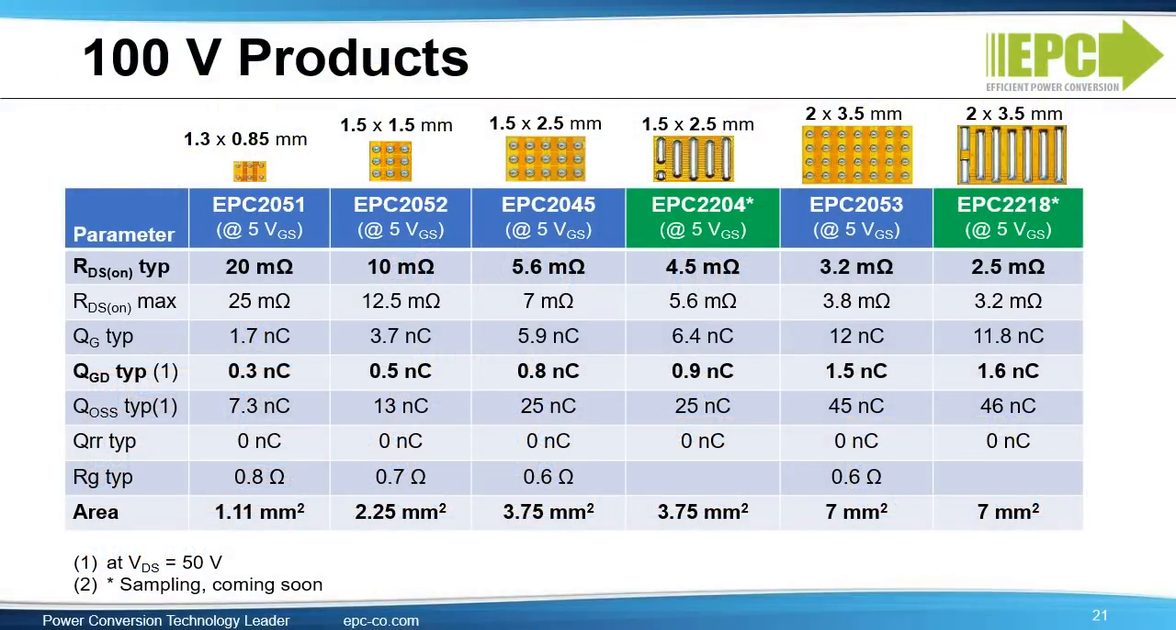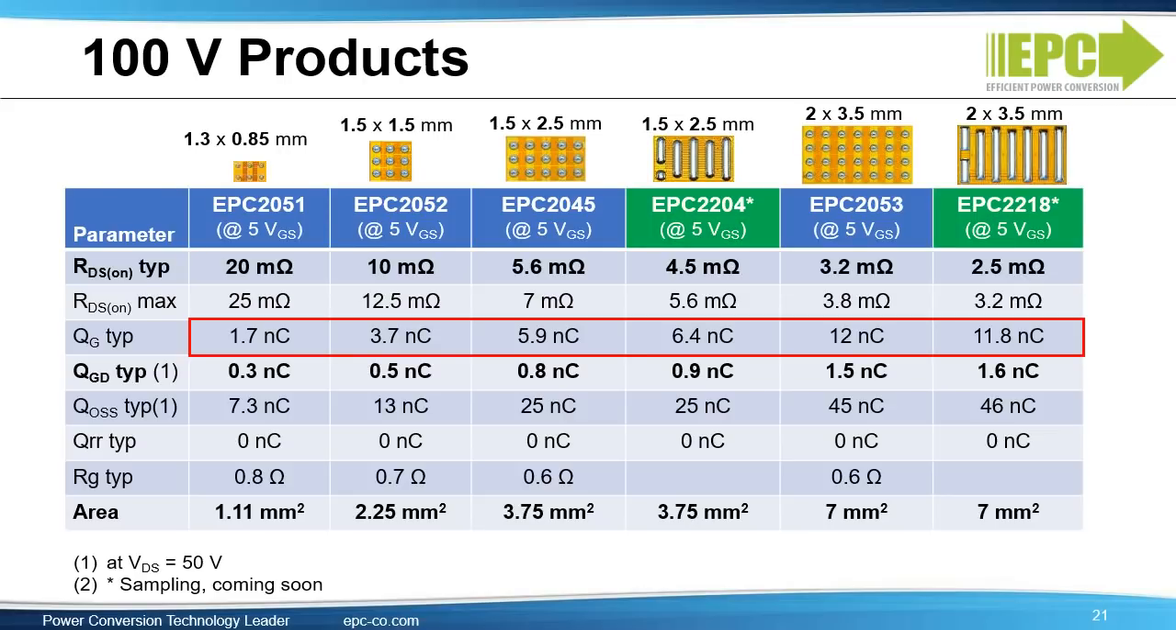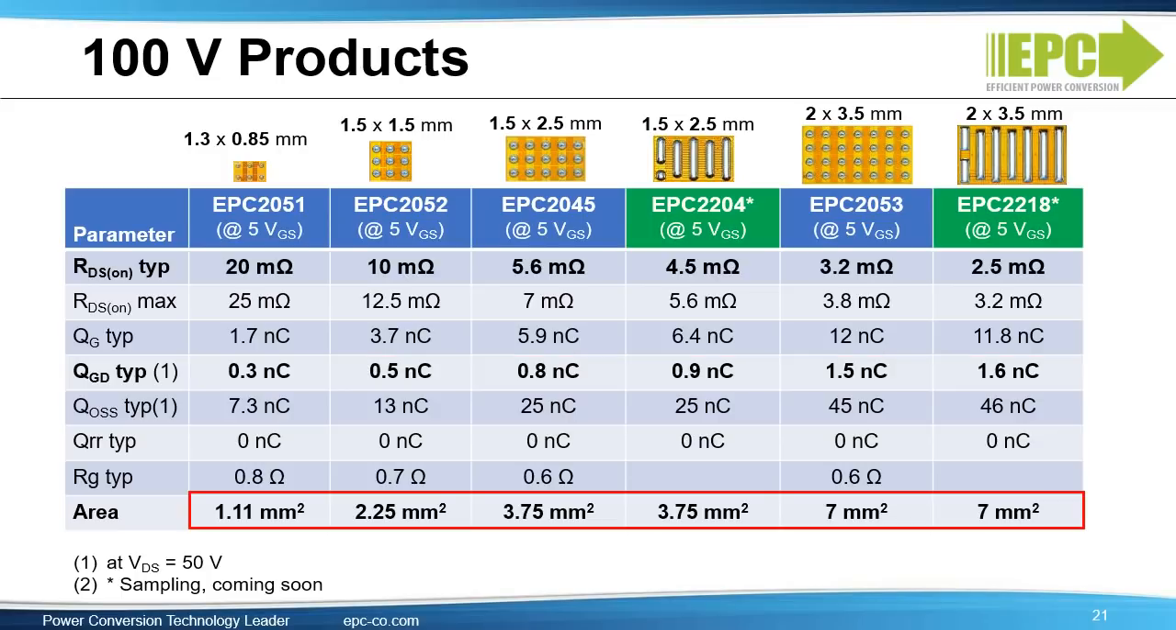Here you see a full range of 100 volt FETs from EPC with on resistance ranging from 20 milliohms to 2.5 milliohms. Gate charge is very small, from 1.7 nanocoulombs to 11.8 nanocoulombs. QGD is also very small for very low switching losses, and QRR is 0. The device area is ultra small, from 1 millimeter squared to 7 millimeters squared. The BGA devices, except for the 2051, can nest so that the same layout can accommodate different FETs to allow easy and flexible upgrade for efficiency or load current changes.